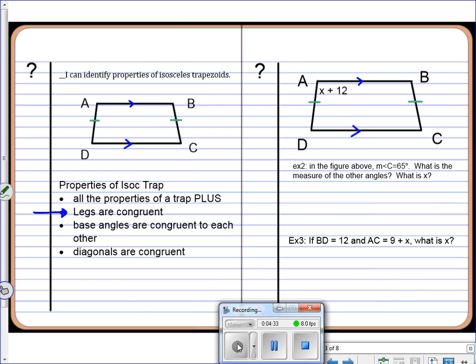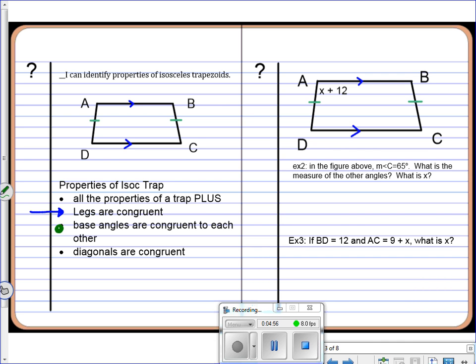In the world of trapezoids, we have a special trapezoid. It's basically a trapezoid where the legs are congruent to each other. When that happens, we get what's called an isosceles trapezoid. By definition, the legs are congruent. That's what makes it an isosceles trapezoid. But once that happens, then some special traits come about.